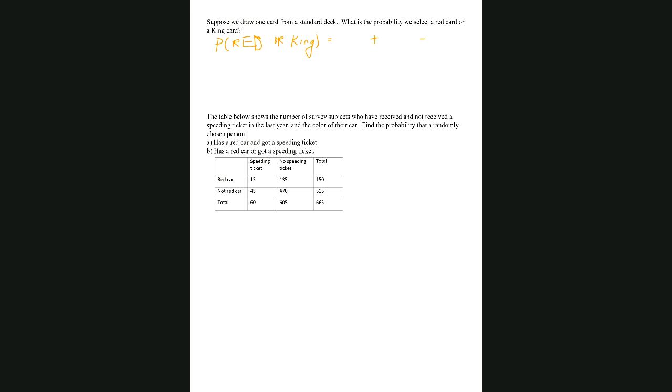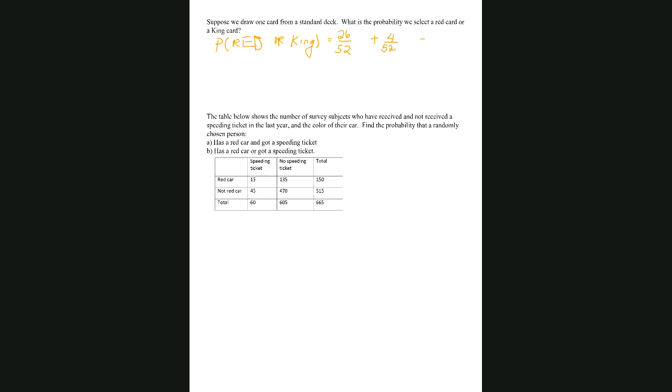So let's think about this, okay? What is the probability of getting a red card? Well, there are 2 suits that are red, 13 in each suit, so there are 26 red cards out of the 52 cards. How many king cards are there? We just now said that there were 4. So 26 over 52 plus 4 over 52. But we have to subtract the probability of getting a card that's both red and king, so that we remove that duplicate.